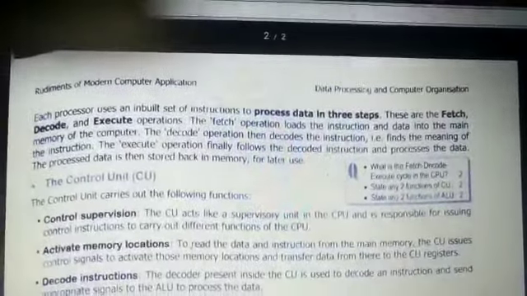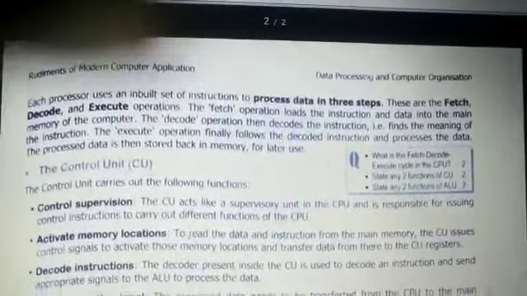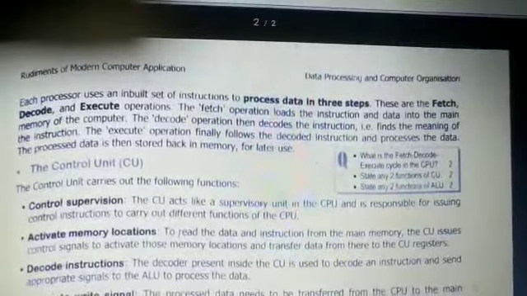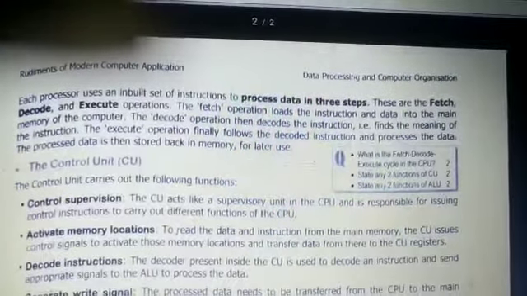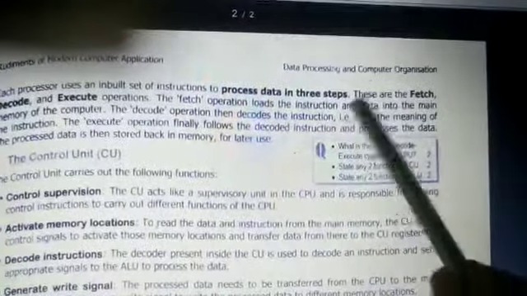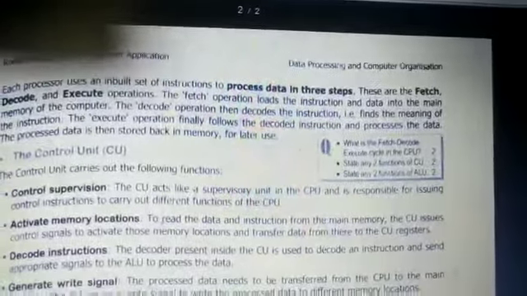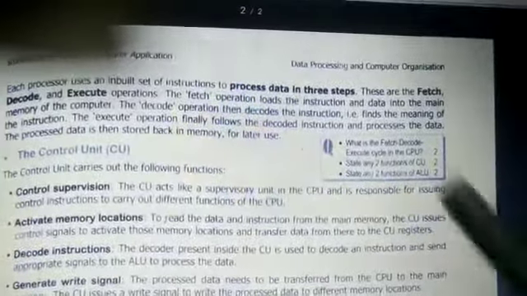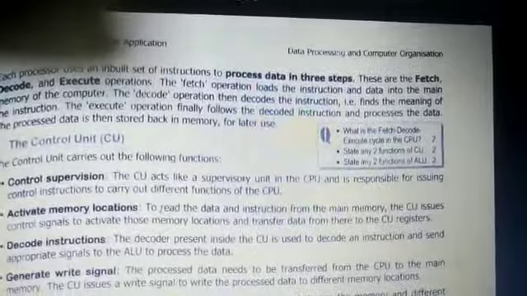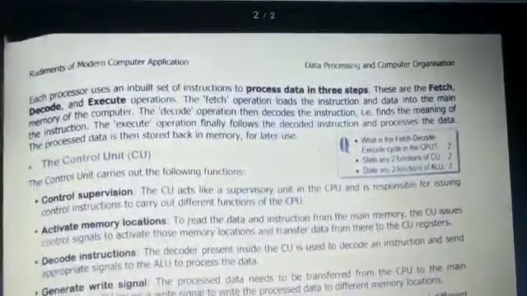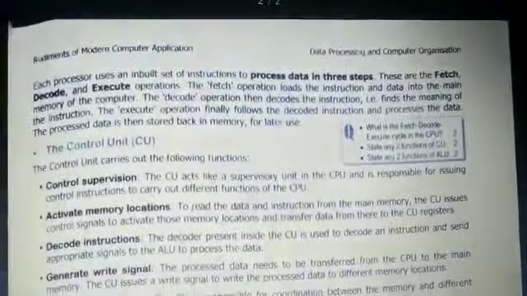So what is the fetch operation? Whatever instruction is given by the user, that operation is loaded in the memory. From the main memory, the instruction or the data needs to be brought. That part is called the fetch instruction. After the fetch instruction, whatever information we are getting, we have stored in a temporary location.